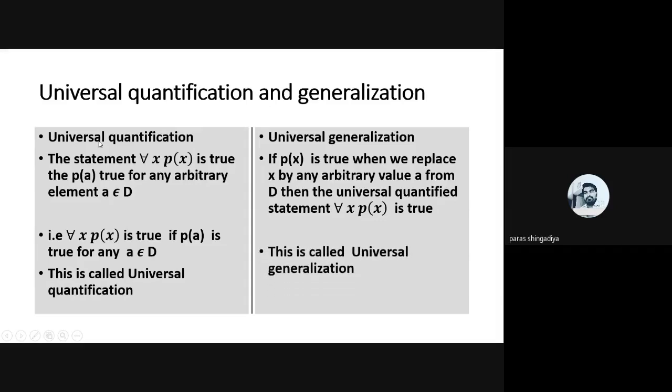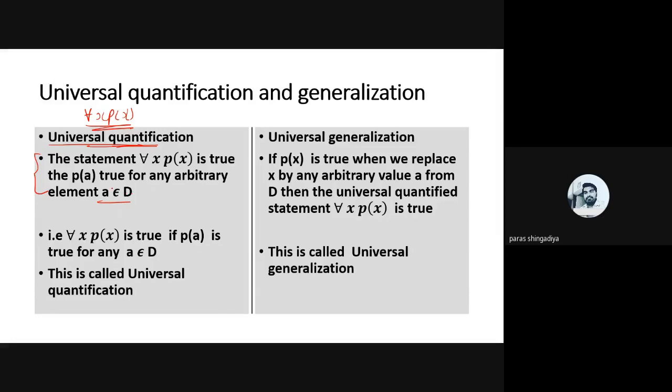So what is the meaning of universal quantification? If the statement for every x P(x) is true, then P(a) is true for any arbitrary element a belonging to D. That is an obvious result: when we say for every x P(x) is true, for all values of the domain, if P(x) becomes true, then for every x P(x) will be true. So here the universal quantification result is given. The statement for every x P(x) is true, then P(a) is true for any arbitrary element a belonging to D. This is called the universal quantification definition.